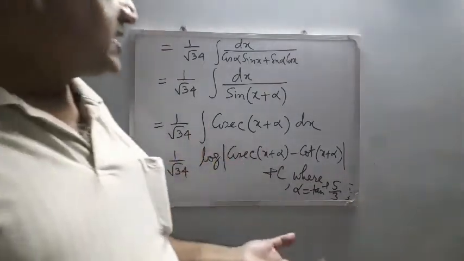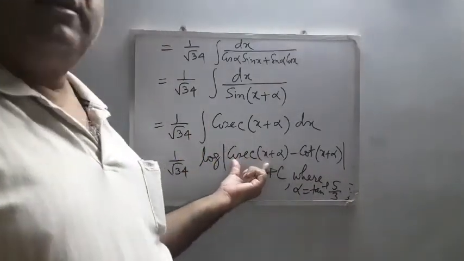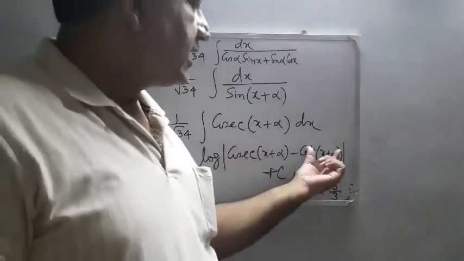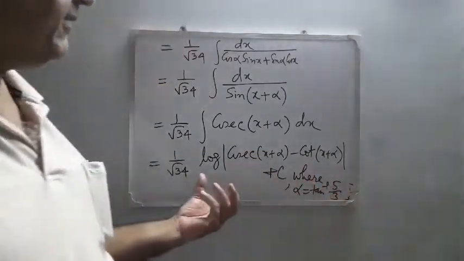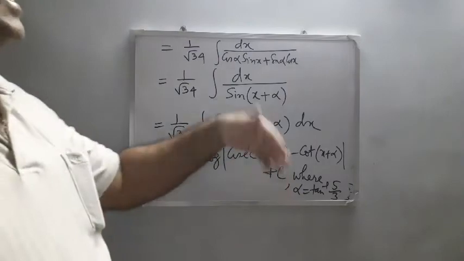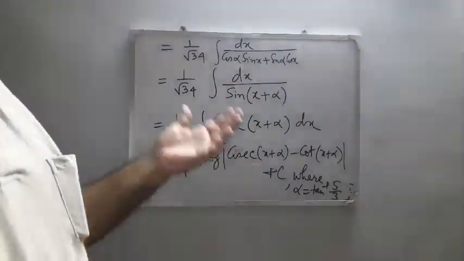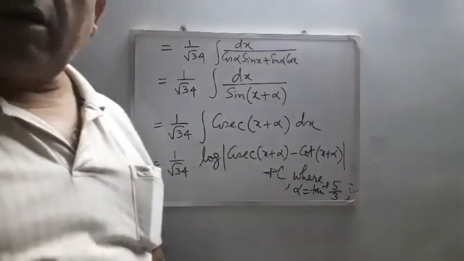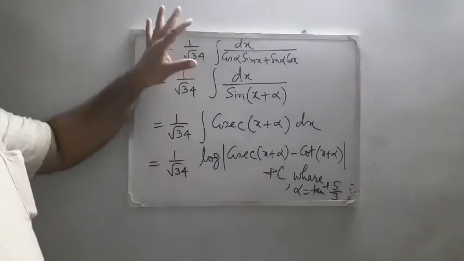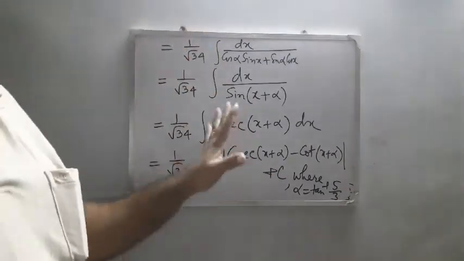Some students may simplify this cosec in terms of sine and cos, then take the LCM and write the answer in some other modified form also. That is also correct and this form is also correct. So this is your type 4.